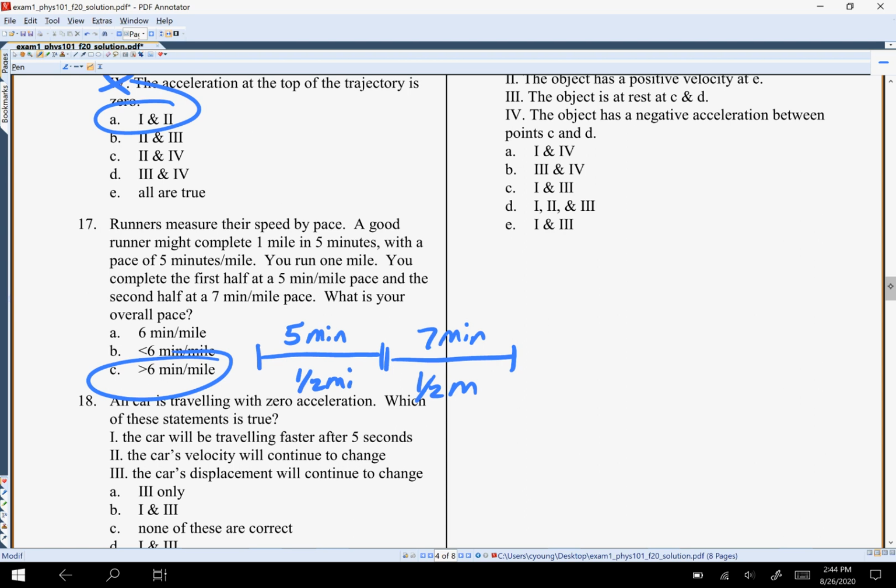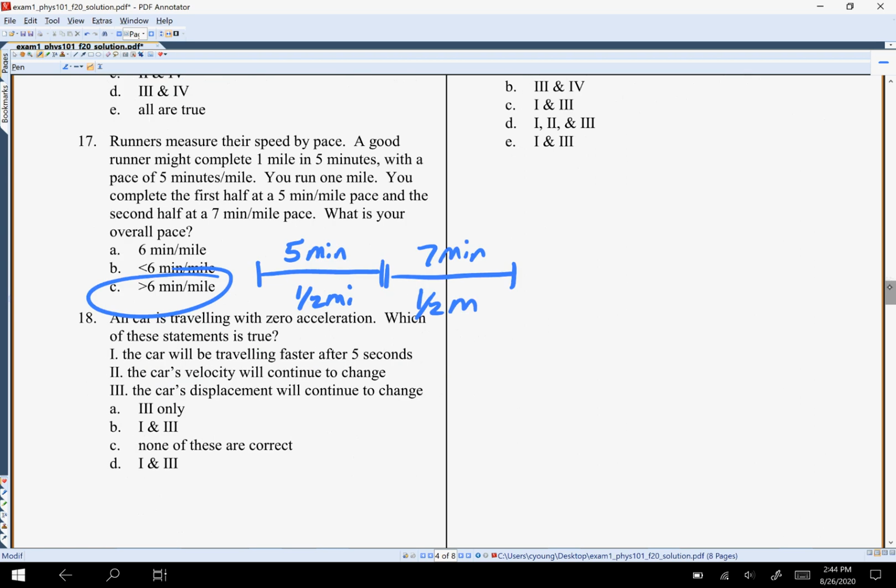A car is traveling with zero acceleration. Which of these statements is true? The car will be traveling faster after 5 seconds. It has zero acceleration, so it's not going to be traveling faster. It's going to be traveling the same speed. The car's velocity will continue to change. Also not true. The car's displacement will continue to change.